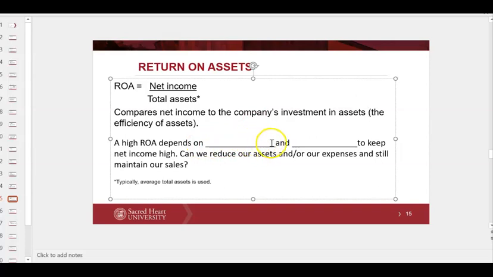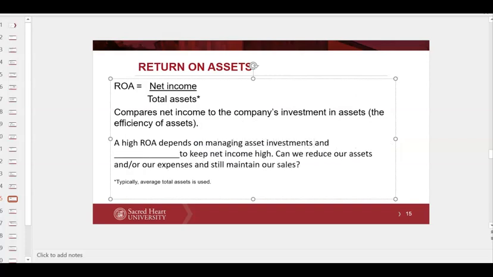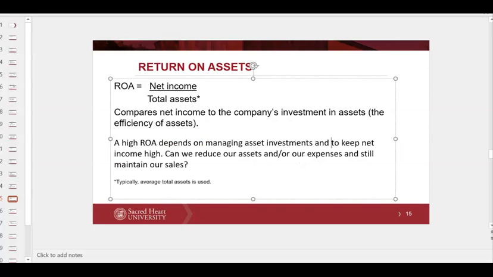High ROA depends on managing asset investments, making sure they are productive assets, and controlling our expenses, because asset turnover only included sales, but return on assets uses net income, so sales minus our expenses. Keep net income high. Management wants to think about whether we can reduce our assets and or expenses and still maintain sales.